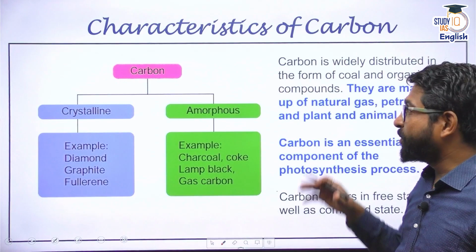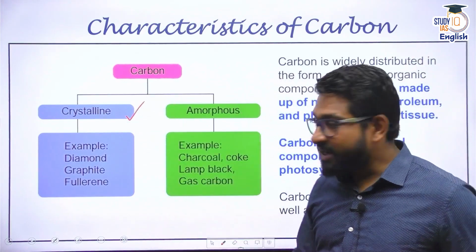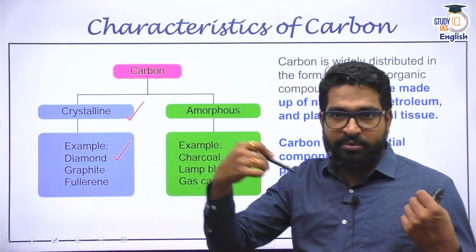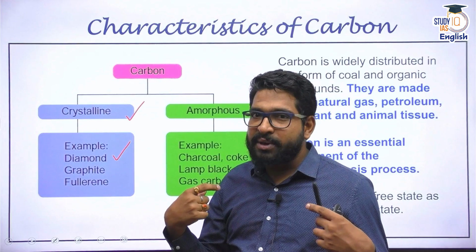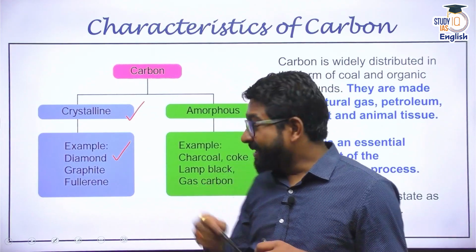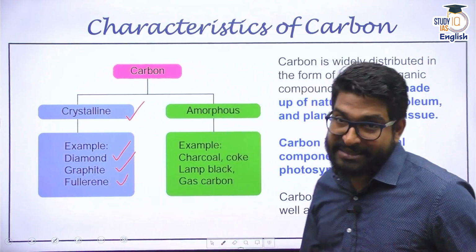In fact, when we talk about carbon, carbon is present in crystalline form. It is present in crystalline form as diamond. As I told you, if you have a diamond ring or a diamond necklace, the diamond is nothing but pressurized carbon. Carbon is present in graphite form. Carbon is also present in fullerene form. We'll talk about this in some time.